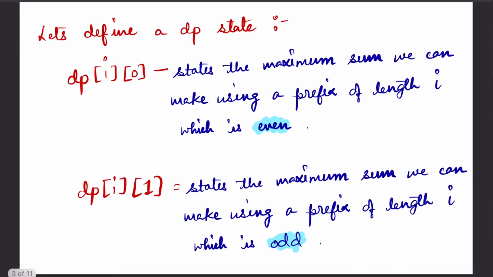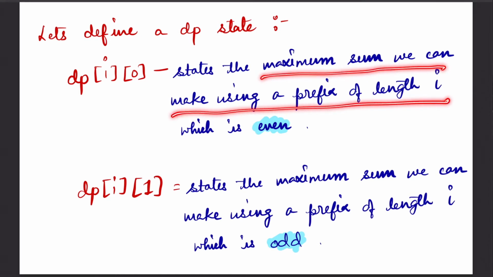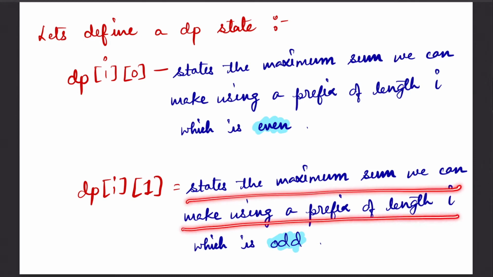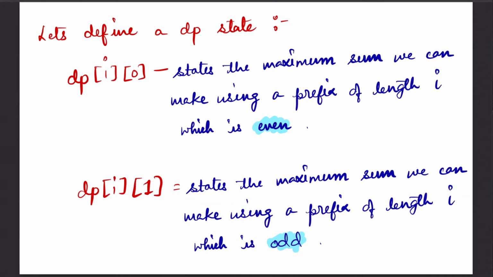So we have taken the DP state as: what was the maximum sum that we can take using a prefix of length i which is even. This is very important. We have taken it as even. Next, DP of i,1, what does it suggest? We have taken the maximum sum we can make using a prefix of length i but which is of odd length. So every time for each index we are storing two things: the maximum even length sum and the maximum odd length sum that we can form till here. So these two are our states.